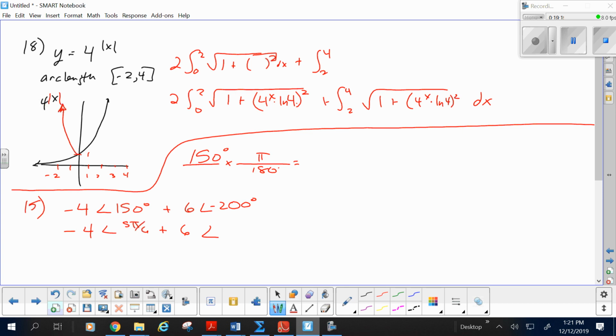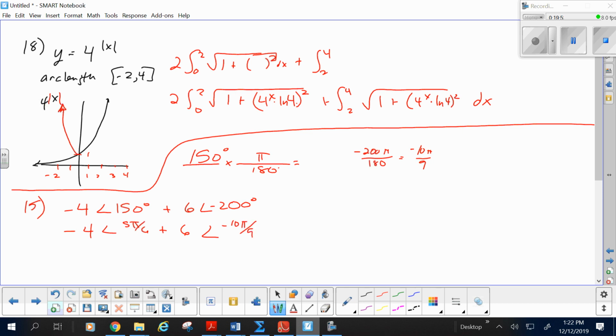We could also make it positive if you want. I don't care. Negative 200 pi over 180 is negative 100 pi over, this is why am I making this so difficult, 10 pi over 9, okay? Are you following?